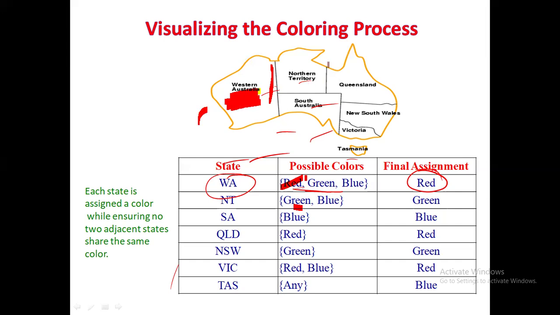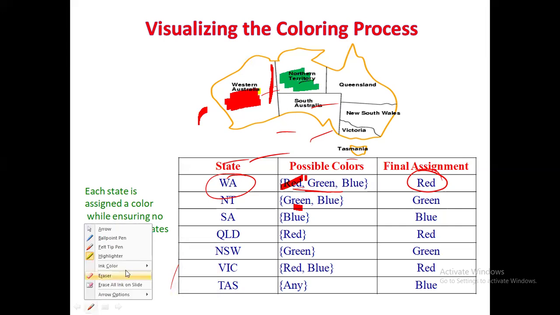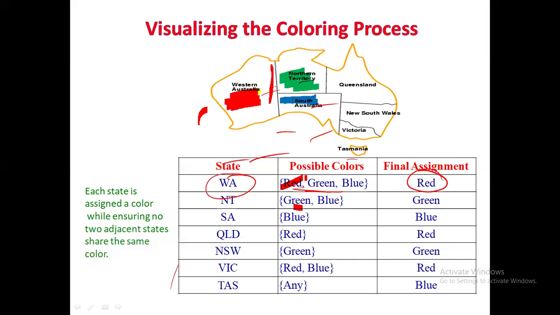So this is okay. Here we are marking it as green. Next, the available color is blue, so naturally we are going to mark it as blue. And for South Australia, the only possible color is blue. The final assignment is blue.